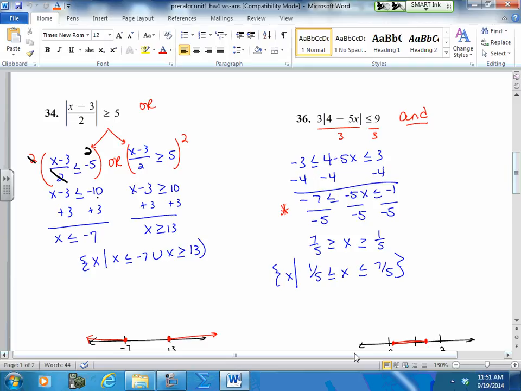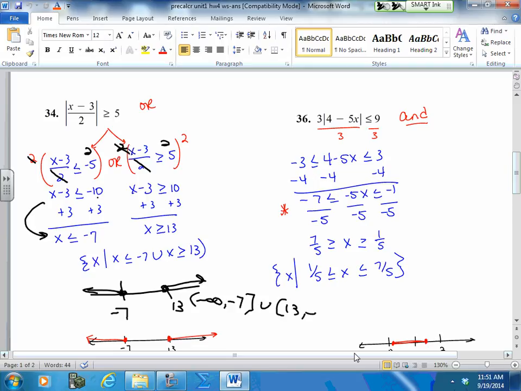Set it, solve it, work that part. Same thing here. Multiply both of these by 2. Take them out. There's your set notation. Put it on your number line. They're closed. So, -infinity to -7, or 13 to infinity. There's our interval notation.